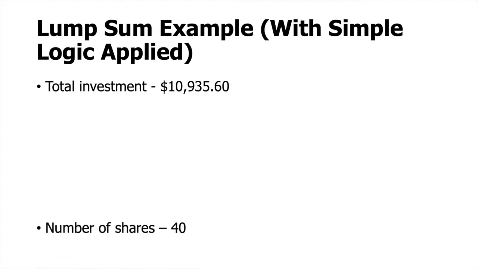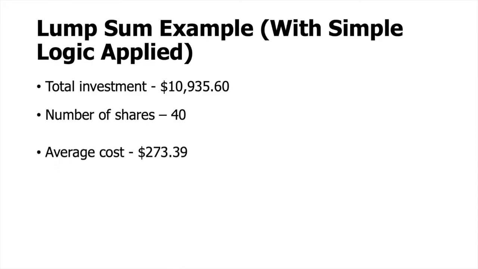So now let's take a look at the lump sum example with some simple logic that we've applied based on looking back in time over some trends, to see if we can put our lump sum in when the market is down slightly. Here we can see the total investment is $10,935.6. We've got 40 shares for this.